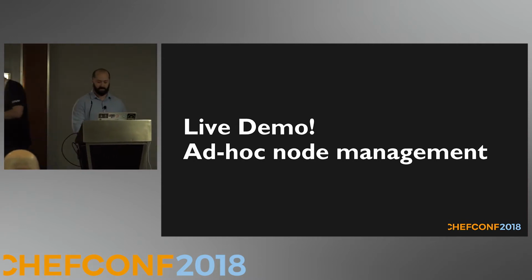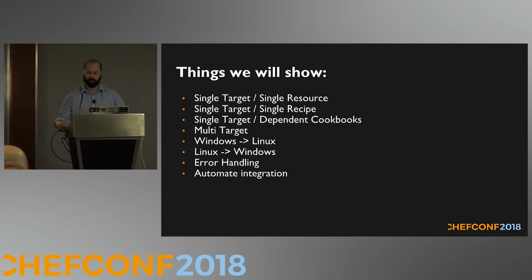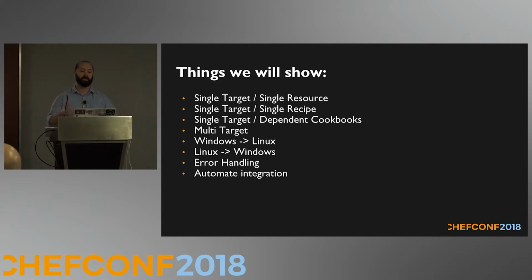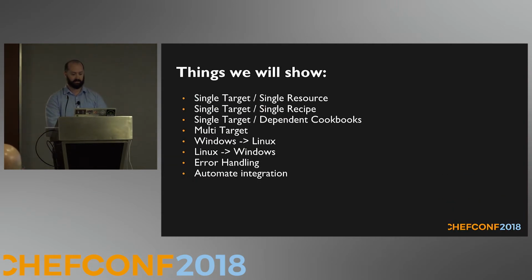Thank you, John. OK, so first, I'm going to talk a little bit about what we're going to go over. We're going to cover some of the same stuff that Seth looked at. So we're going to look at a single target, single resource converge. We're going to do single target, single recipe. And then we'll do single target recipe converge, but involving some dependent cookbooks. Then we'll talk about multi-target, some Windows to Linux converges, as well as Linux to Windows converges. Throughout this, we'll talk about some of the error handling. And finally, we'll talk about how we're going to integrate with Automate.